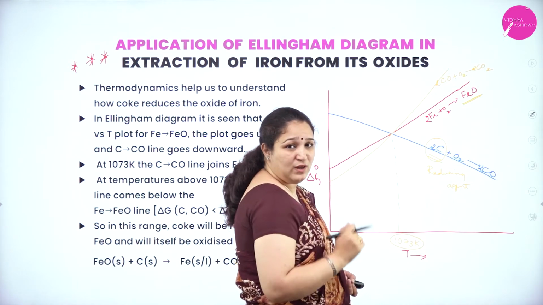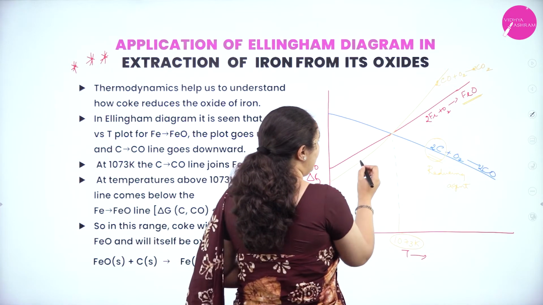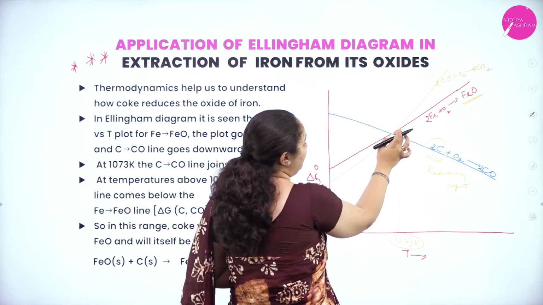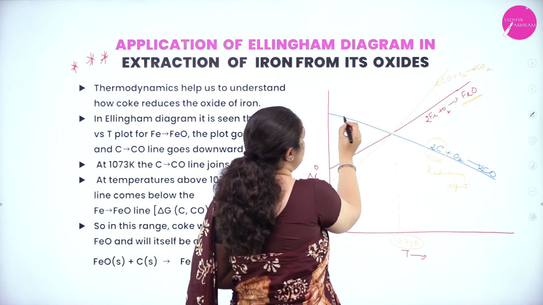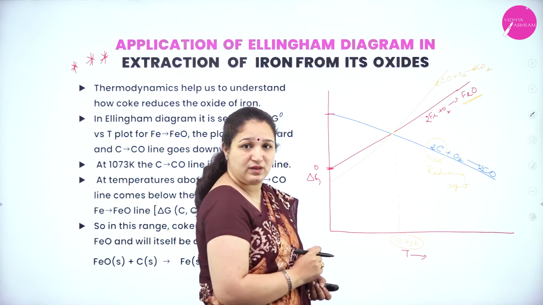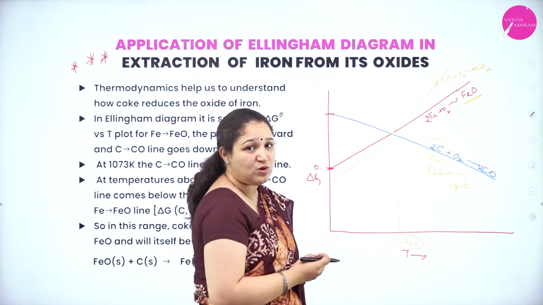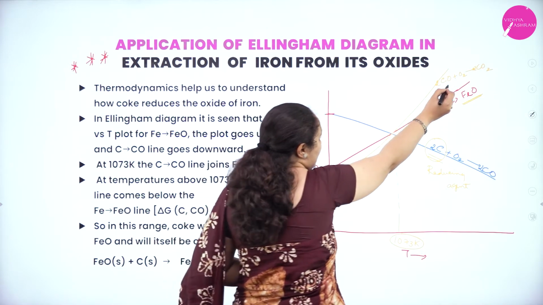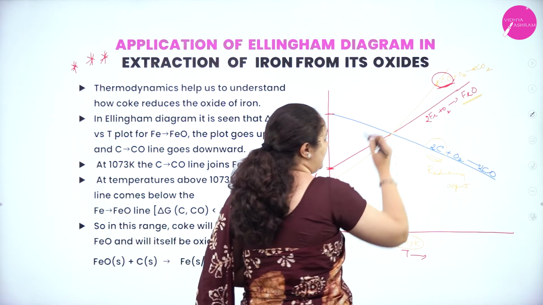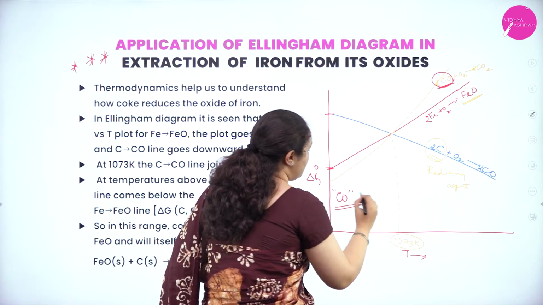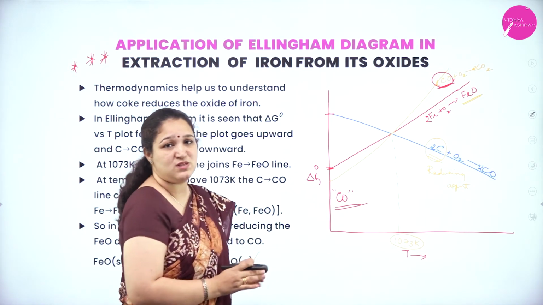And one more thing you can observe is, below 1073, coke is above the iron oxide line. Here it is for iron oxide and here it is for coke. Correct? So I can't use coke below 1073. But you can observe that below 1073, carbon monoxide can be used as a reducing agent. So here carbon monoxide can be used as a reducing agent below 1073.